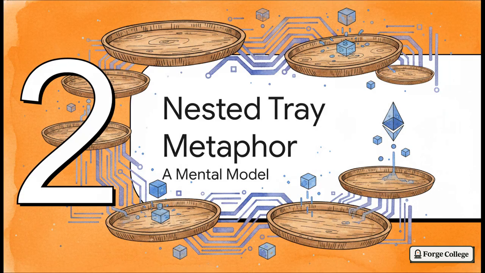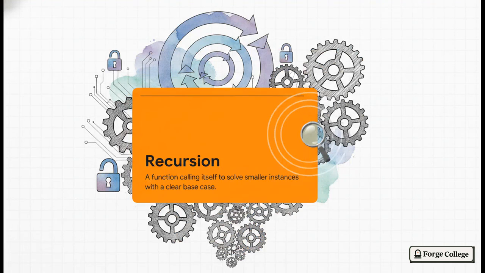Moving on to Section 2, the nested tray metaphor. To really master recursion in Solidity, we need a good mental model of how it actually behaves inside the EVM. Formally, recursion is just a function calling itself to solve a problem. It breaks the problem down into smaller, identical instances, always building toward what we call a base case.